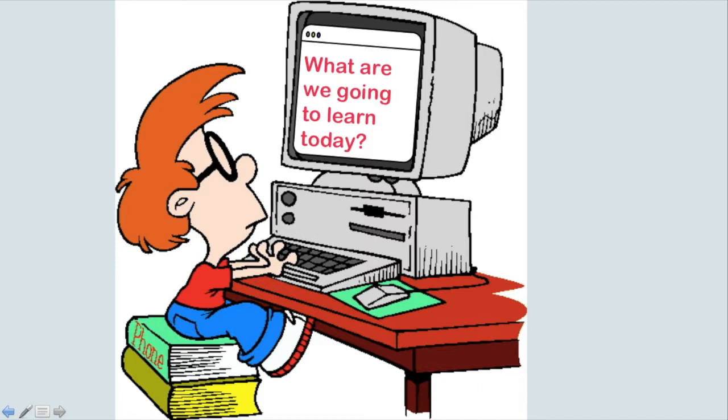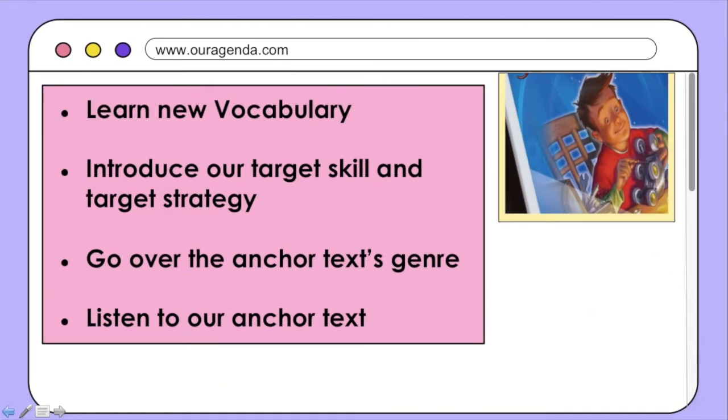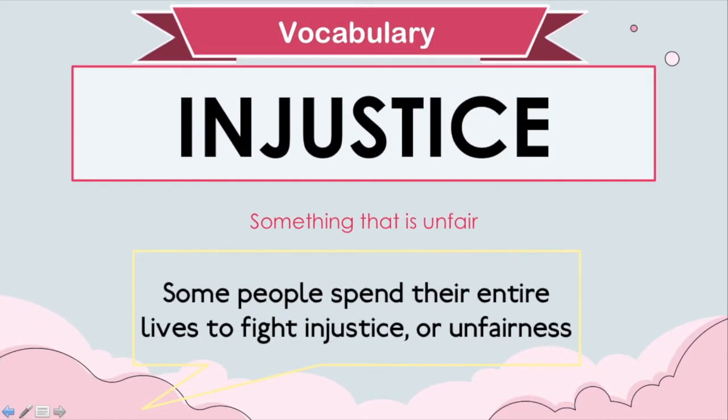First, we'll start with vocabulary. Next, we're going to talk about our target skill and target strategy, go over the genre, and then listen to our anchor text for the first time. Let's start with our vocabulary. I'll say the word first, and then you repeat it, and then I'll read the meaning and read a sentence.